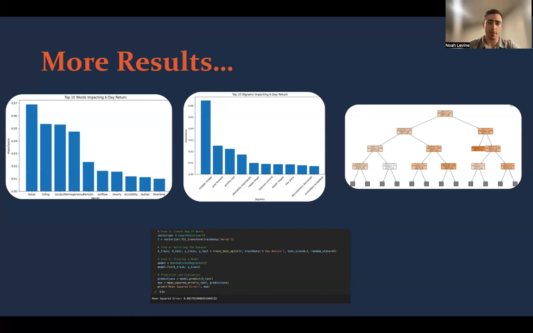And then we did the same thing with bigrams, which are just two words. And then we ran this decision tree, which shows us at the top which word is most important, and then it splits down. If it has the next most important word, it goes here. If it doesn't, it goes here. And essentially using this, we were able to get a mean squared error of 0.002, which is fairly low.